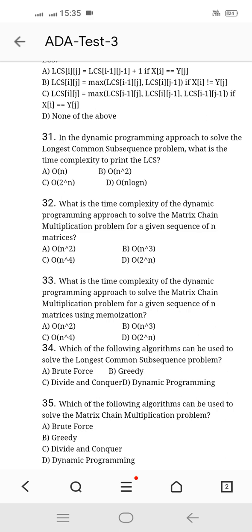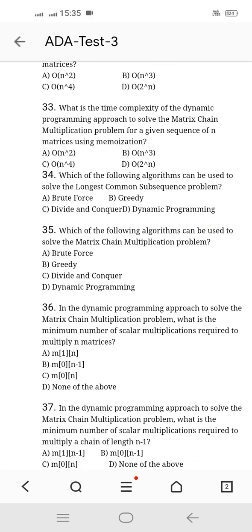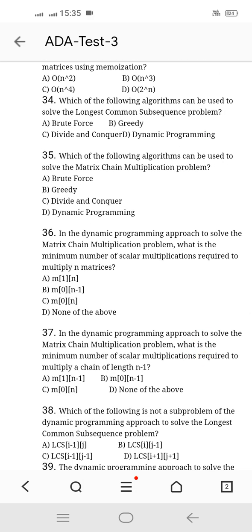32. What is the time complexity of the dynamic programming approach to solve the matrix chain multiplication problem for a given sequence of n matrices? Option B, order of n cube. 33. What is the time complexity of the dynamic programming approach to solve the matrix chain multiplication problem for a given sequence of n matrices using memoization? Option D, order of 2 to the power n.